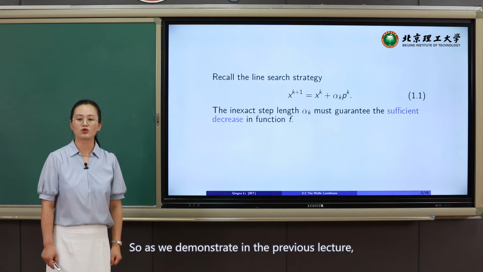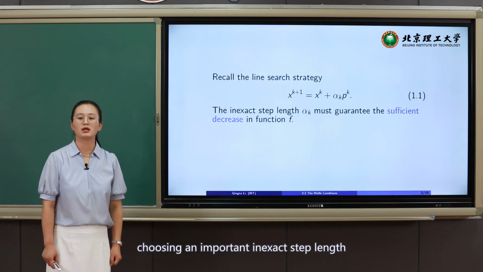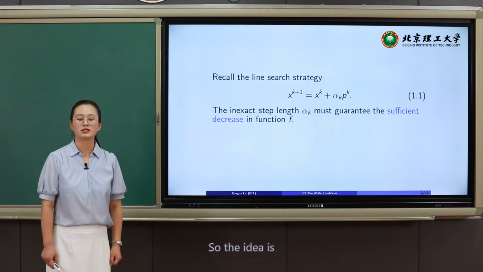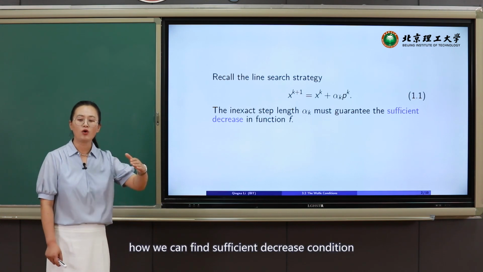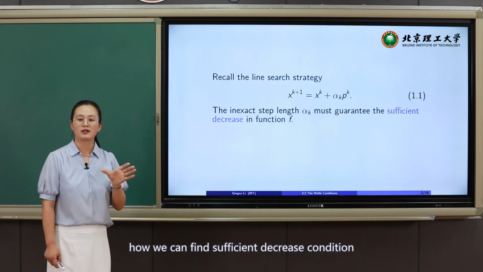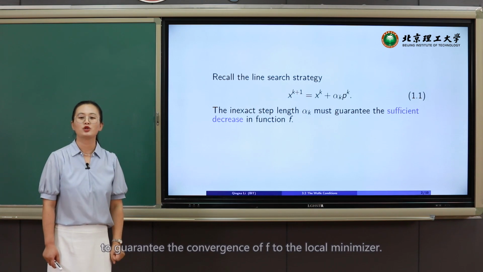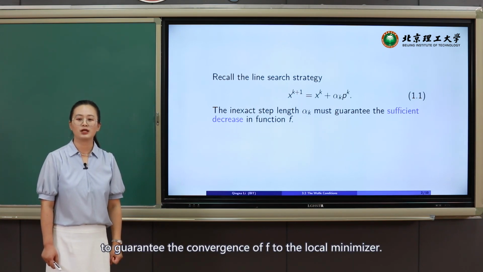As we demonstrated in the previous lecture, choosing an inexact step length is very essential. So the idea is how we can find a sufficient decrease condition to guarantee the convergence of f to the local minimizer.